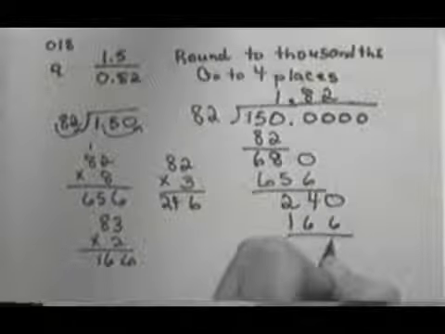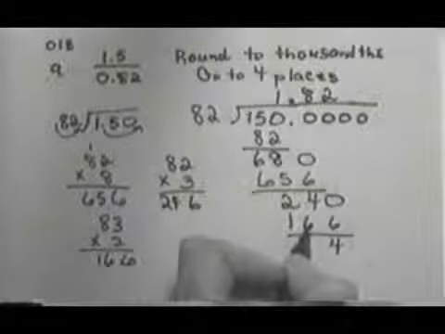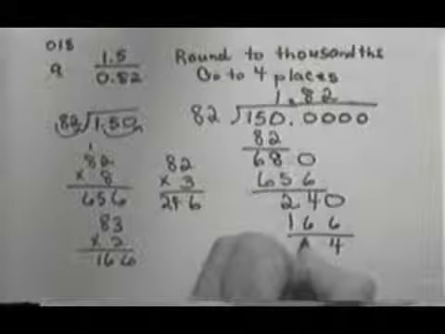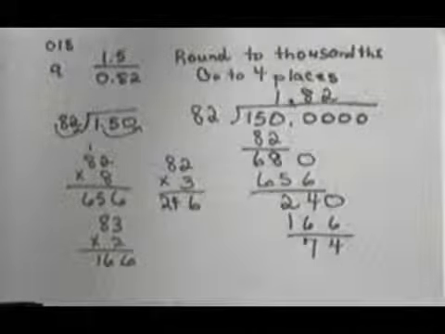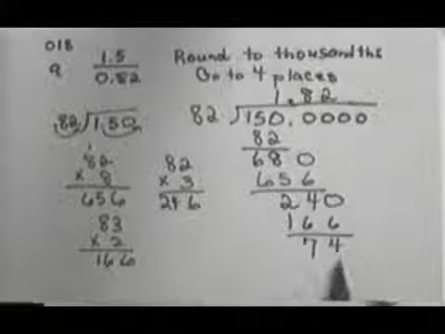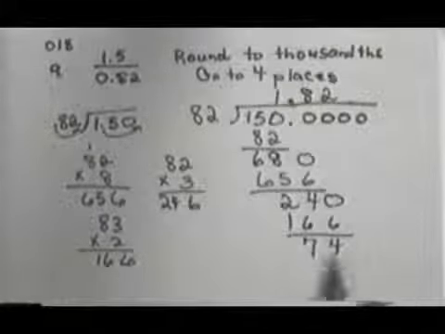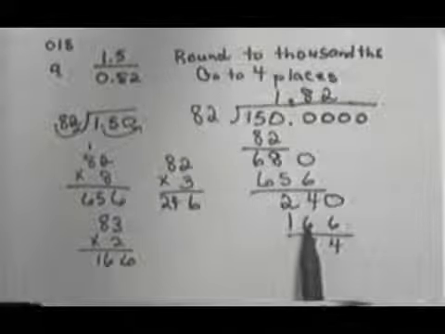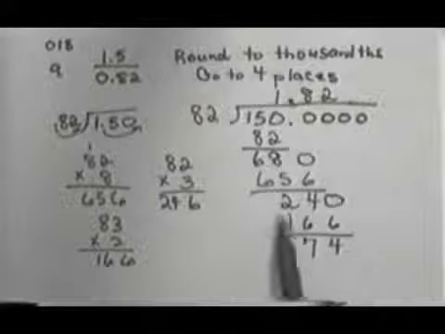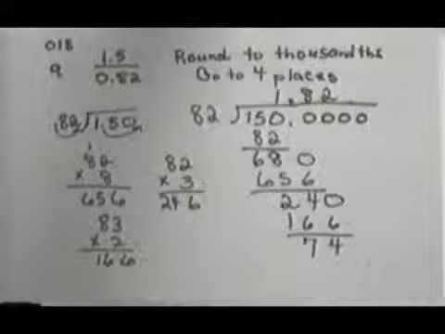6 from 10 will leave 4. I had to borrow. 6 from 13 left 7. I had to borrow again. When you do all that borrowing, especially in your head like I was doing, always add things back up here and make sure it checks out. Like 6 and 4 is 10. Carry your 1. 1 and 6 is 7. 7 is 14. Carry your 1. 1 and 1 is 2. So I'm sure that 74 is right.